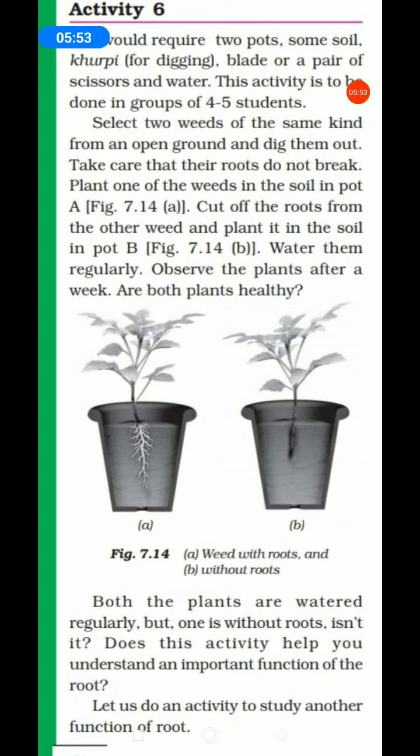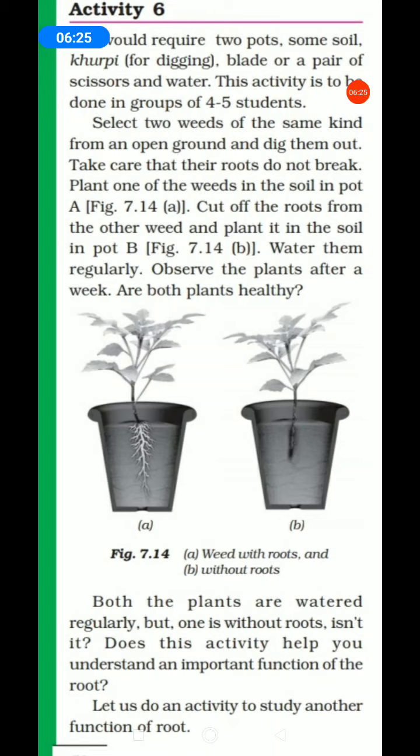Next, we will discuss activity 6, page number 57. You would require 2 pots, some soil, a blade or pair of scissors and water. This activity is to be done in groups of 4 to 5 students. Select 2 plants of the same kind from an open ground. Pot A, plant with roots. Pot B, plant without roots. See picture 7.14.